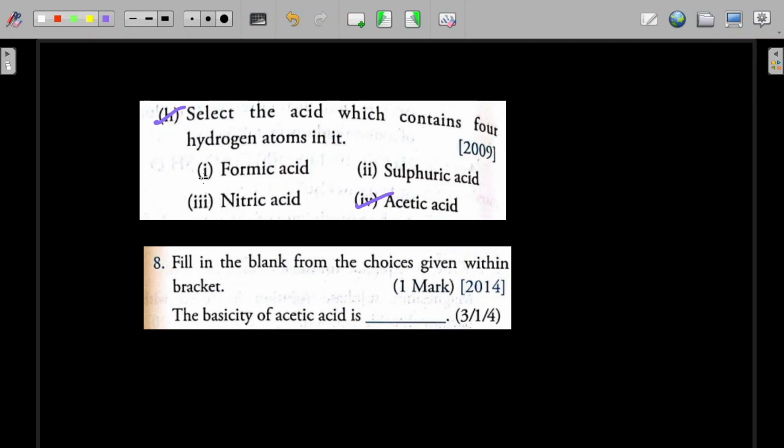Correct. Formic acid also, remember children, you already know the formula HCOOH. It also has 2 hydrogens, but only one hydrogen is replaceable. So formic acid is also a monobasic acid. Acetic acid has 4 hydrogens, CH3COOH. Fill in the blank from the choices given within the bracket. The basicity of acetic acid we just discussed, it is 1, not 4.